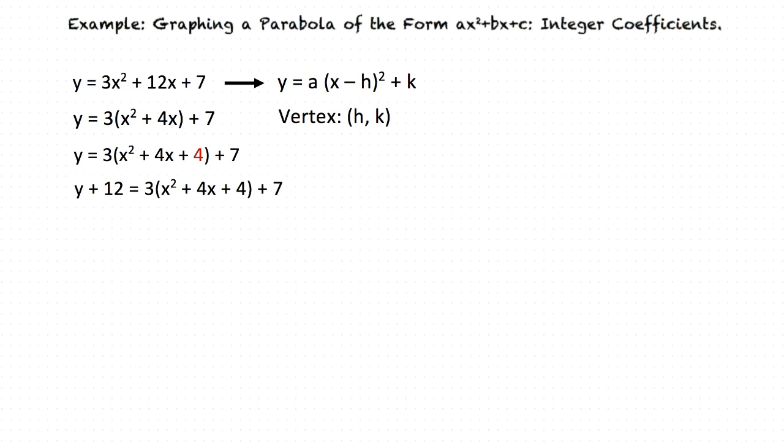We then subtract 12 from both sides to get y equals 3 times x squared plus 4x plus 4 plus 7 minus 12. We can then simplify this problem to y equals 3 times x plus 2 squared minus 5.